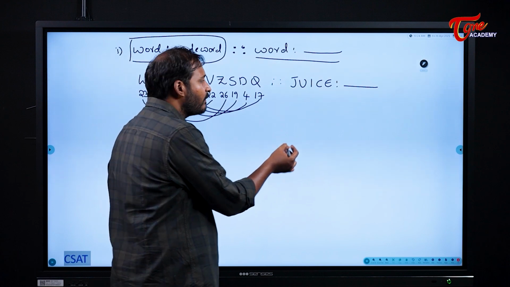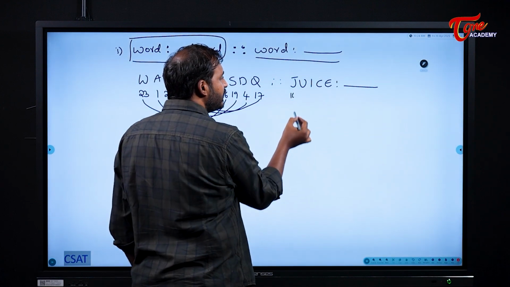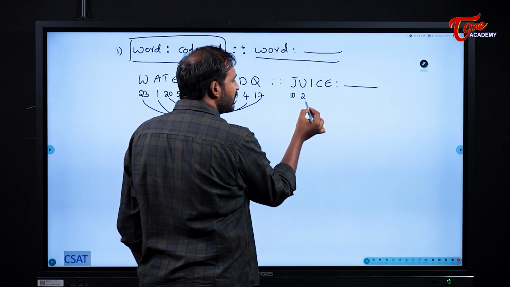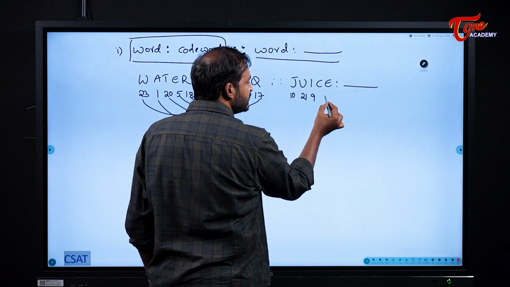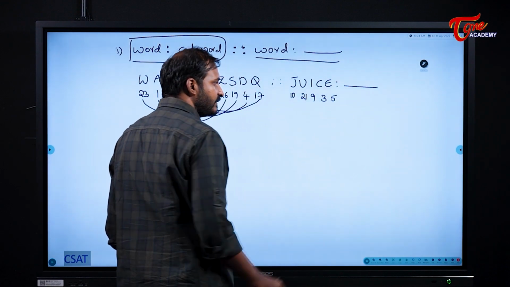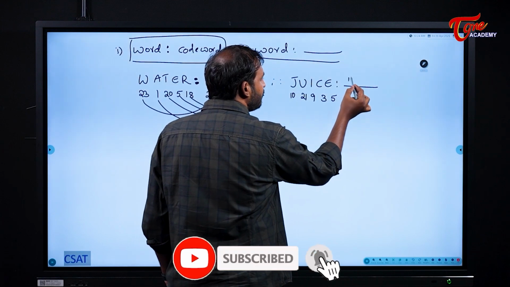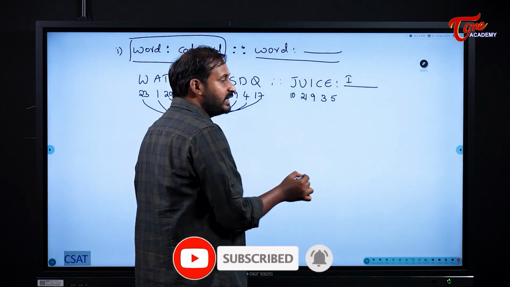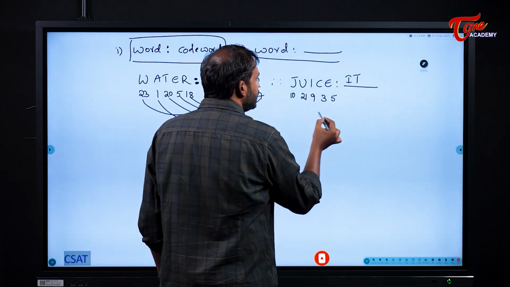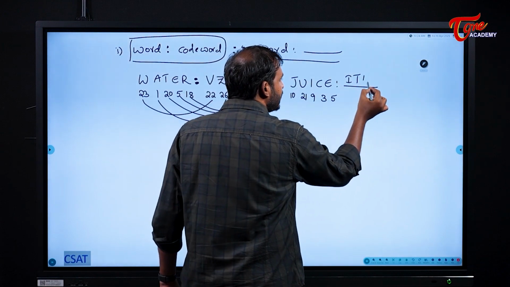So the same logic applies here. J is the 10th alphabet, U is the 21st alphabet, I is the 9th alphabet, C is the 3rd alphabet, E is the 5th alphabet. So now what should be my answer? 10 minus 1, 9. What is the 9th alphabet? I. 21 minus 1, 20, that is T. 9 minus 1, that is 8, you should get H.